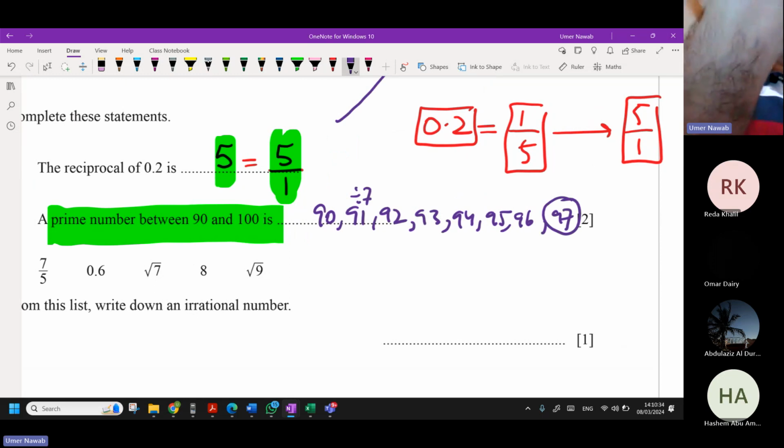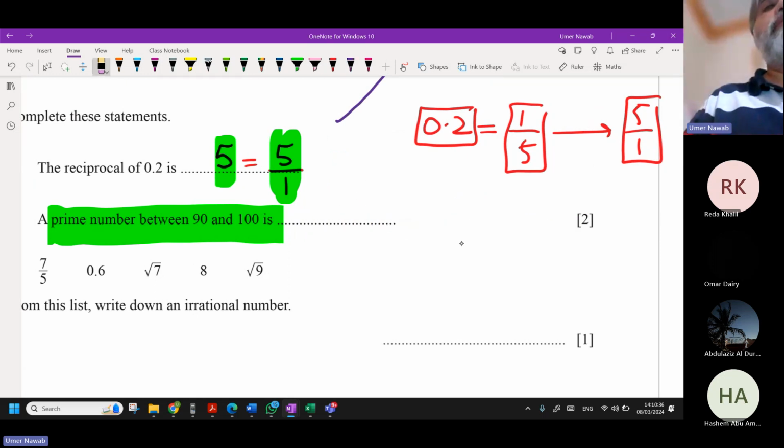97 cannot be divided by any number. So 97 is the only prime number you have.